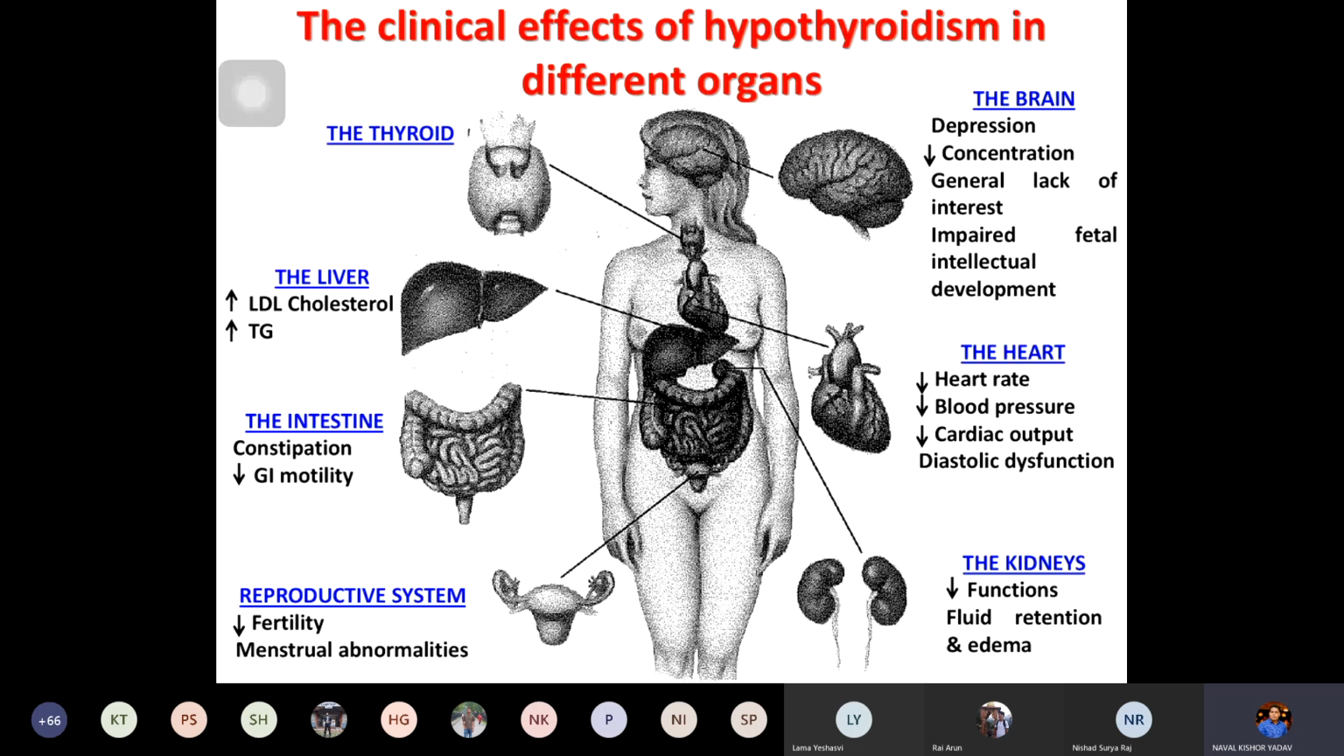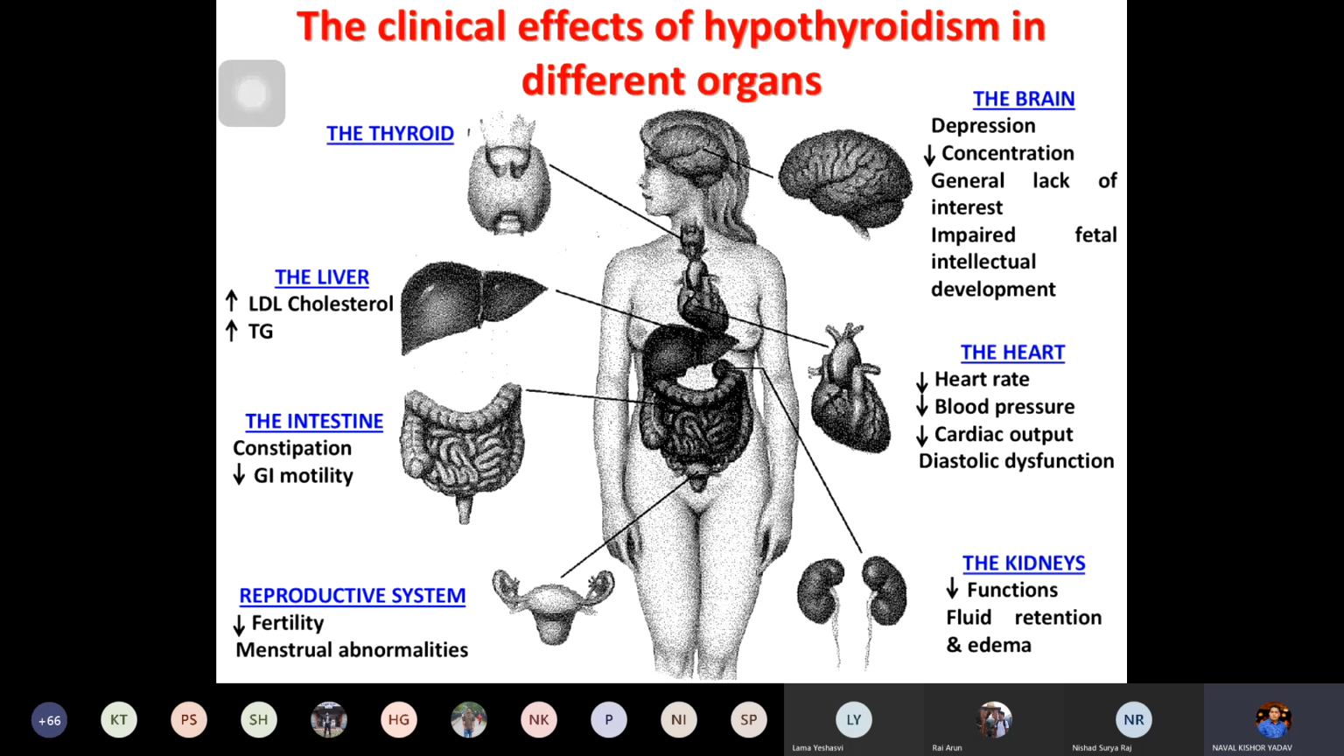The patient will give the complaint of fatigue and increased sensitivity to the cold. In the case of hypothyroidism, the patient will give you the history of increased sensitivity to the cold, weight gain, dry skin, constipation, puffy face, muscle weakness, impaired memory, and depression.